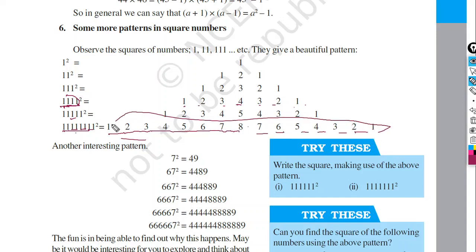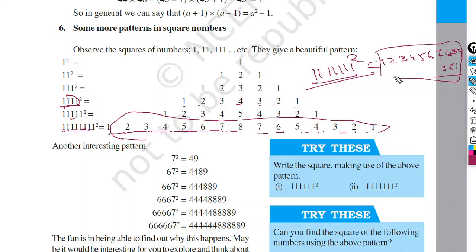Very nice pattern. So you can ask any of your friends the square of, suppose, 1111111. You know that 7 ones are there. So he will be calculating, and you can say that this number will be 1234567654321. Okay? This will be the answer.